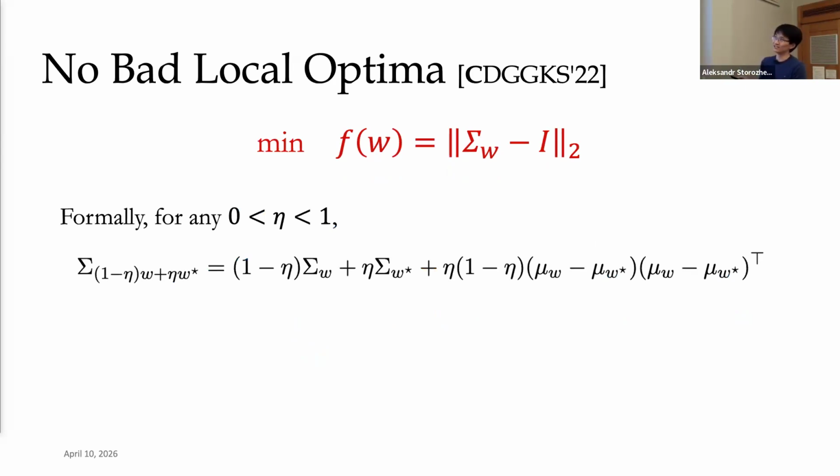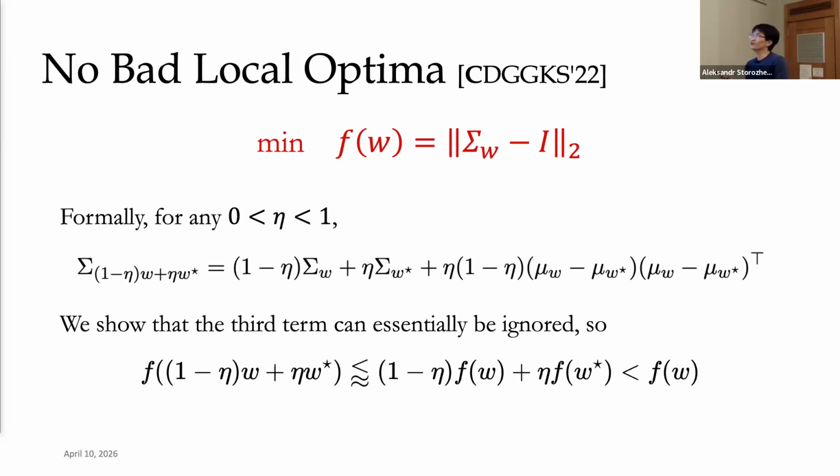You can write this in explicitly. So if I'm currently standing at W and let's pick a very small eta, a tiny eta, and move just a little bit towards W star, you can write down this holds with equality. This is like the covariance of a mixture of two distributions. You get a linear combination of their own covariance plus a third term that's the outer product of something related to the mean of these two distributions.